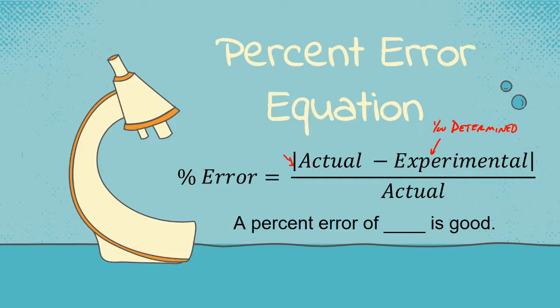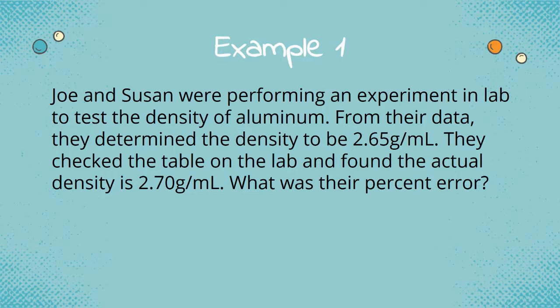And so the key here is that you're comparing a value that you found versus a well-known or well-documented value. And when it comes to percent error, we generally say that a percent error of less than 10% is good. So if you're within 10% of what you're supposed to be, we're A-okay. So let's look at some examples.